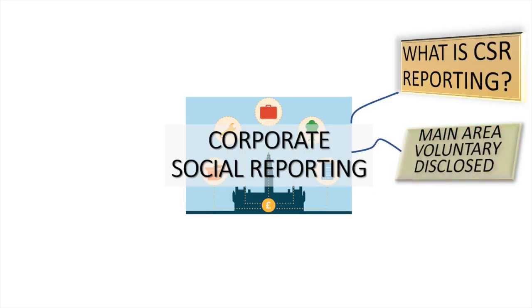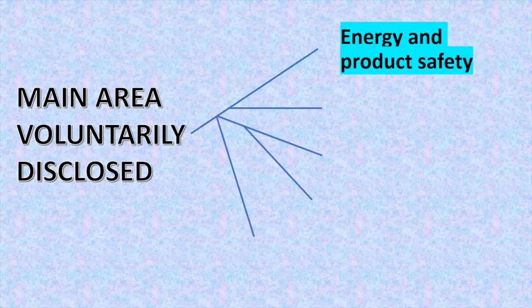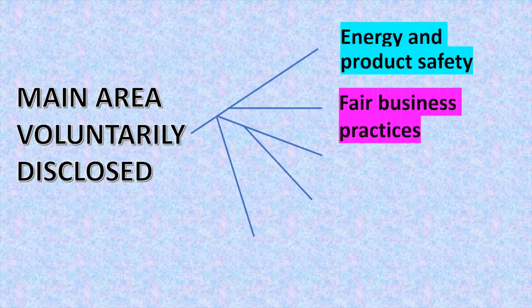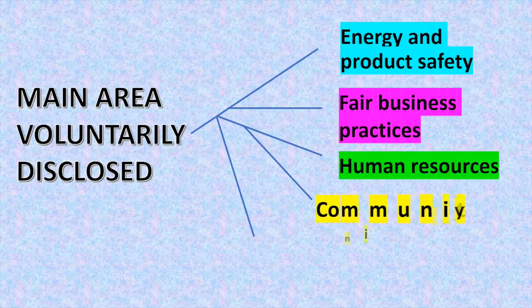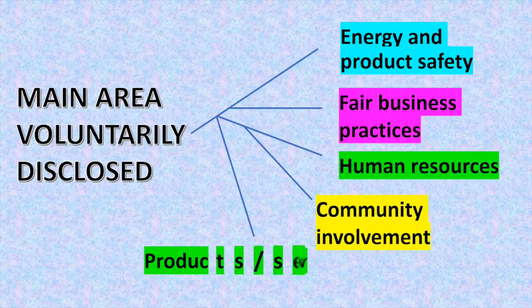Next, what are the main areas voluntarily disclosed by an organization? In CSR reporting, there are 5 main areas voluntarily disclosed by an organization, which are energy and product safety, fair business practices, human resources, community involvement, and product or service to customers.